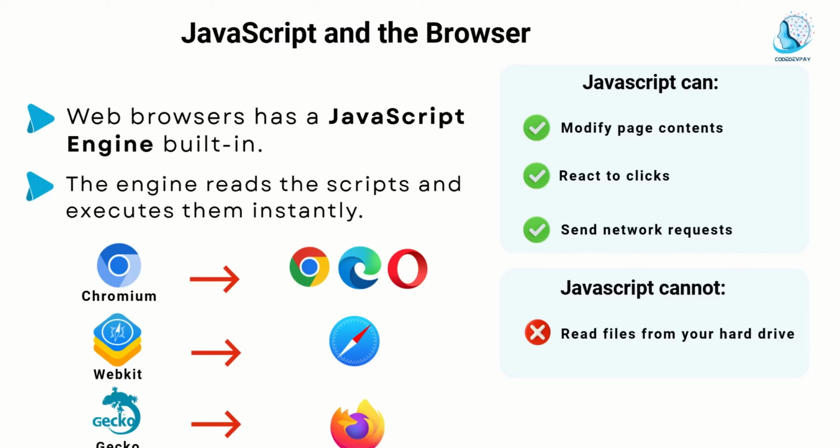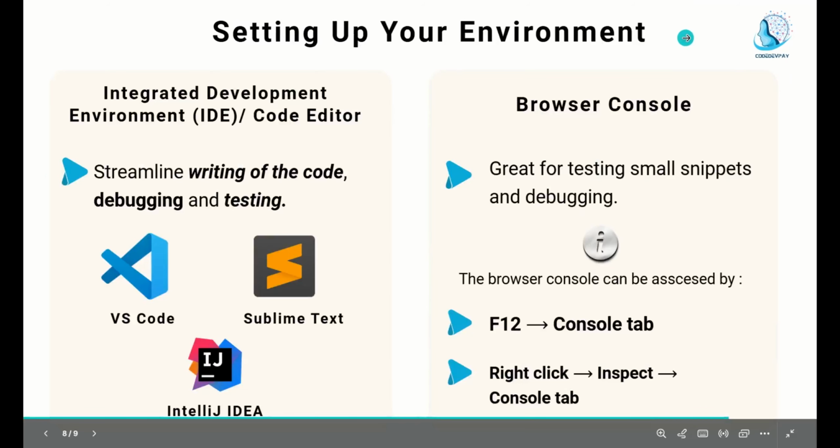Let's take a look at some of the things JavaScript can do. JavaScript can modify page contents, such as text and colors. JavaScript can react to clicks, which means we can use JavaScript to determine actions to perform whenever a user clicks on a button. Also, JavaScript can be used to send network requests. As JavaScript runs on our web browsers, it has been designed in such a way that it cannot read our device contents. To work with JavaScript, we need to set up our environment.